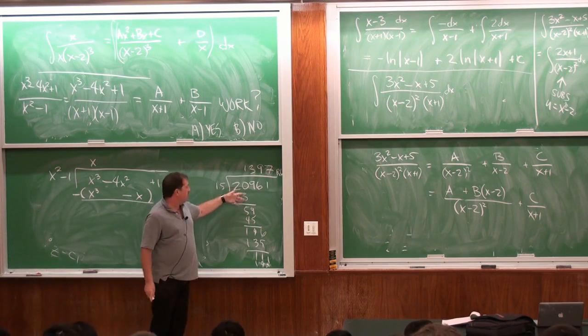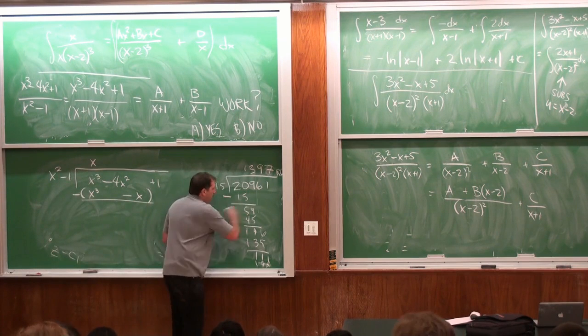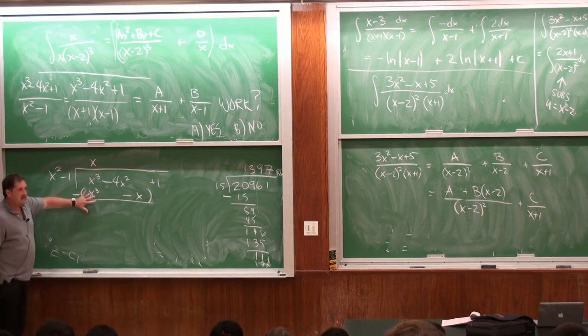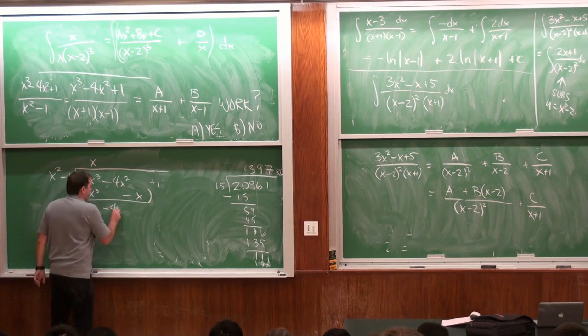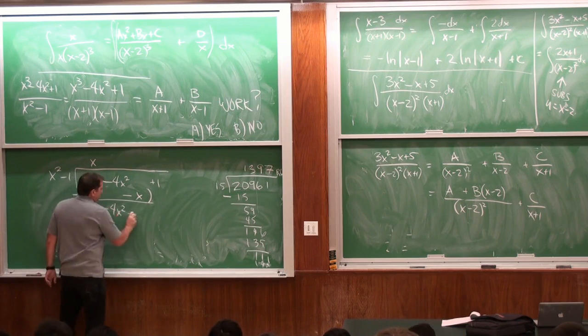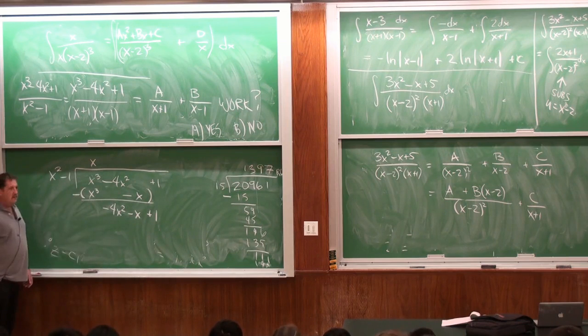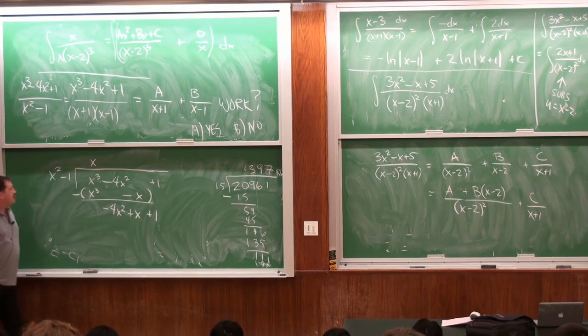15 goes into 20 how many times? 1 time. 1 times 15 is 15. Then I subtract this part. And then I bring down what's left over. So here I subtract, the x cubed is gone now. When I subtract here, I get a minus 4x squared minus x plus 1. Plus, I subtracted a minus, yes, thank you.